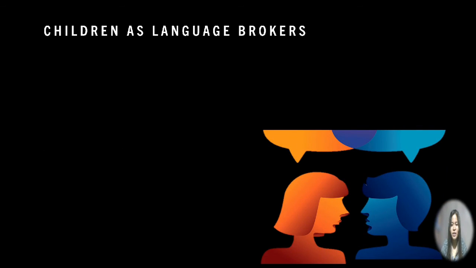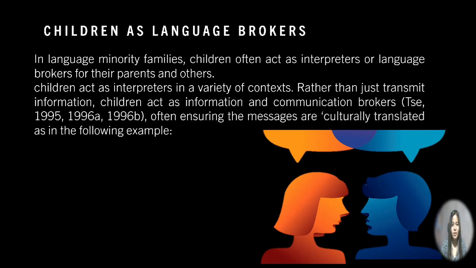Okay, next is children as language brokers. So in language minority families, children often act as interpreters or language brokers for their parents and others. So for example, in first and second generation immigrant families, parents may have little or no competency in the majority language. Therefore, their children act as interpreters in a variety of contexts. So rather than just transmit information, children act as information and communication brokers, according to Chu, and often ensure the message is culturally translated as in the following example.